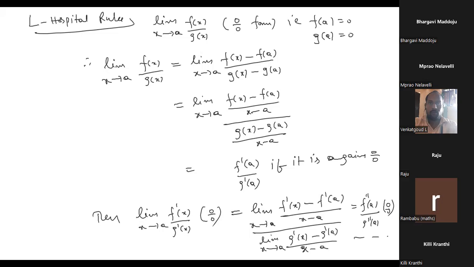Now we'll see Cauchy's first principle on limits. What is it? Maybe you know this. Cauchy's first principle on limits.